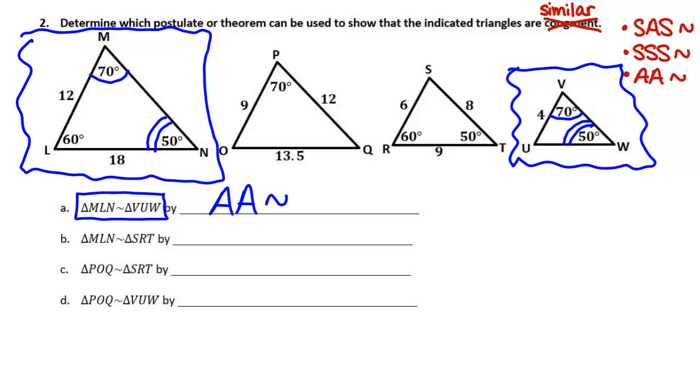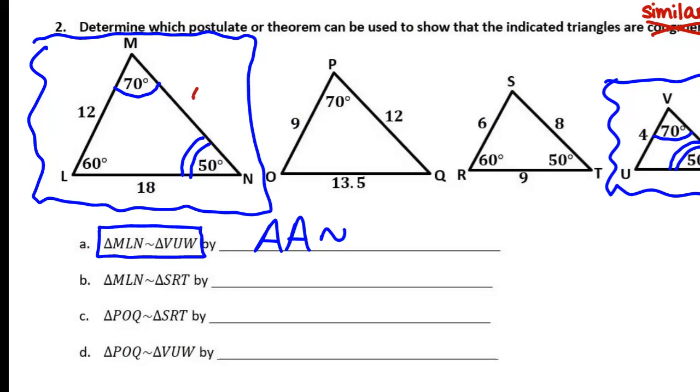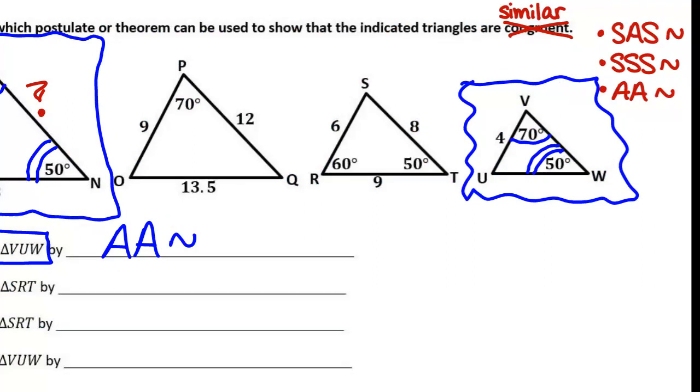Could we use side, side, side similarity? Do we have enough information to use side, side, side? No, why not? Yeah, I don't know how big MN is. I have to have all 3 sides on both triangles. I also don't know how big VW is or UW. I don't have enough information to use anything except angle, angle here.